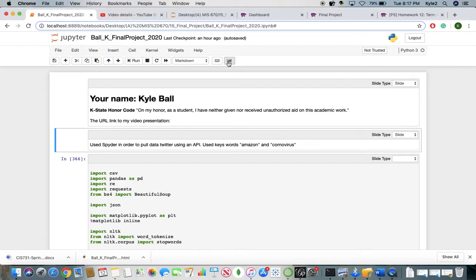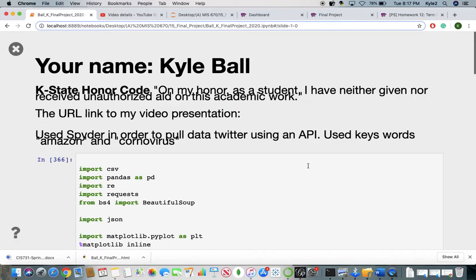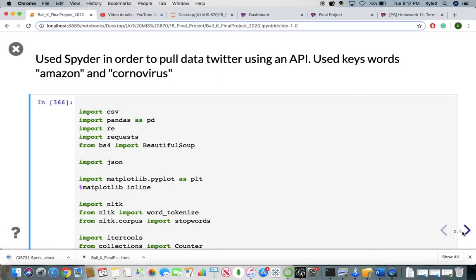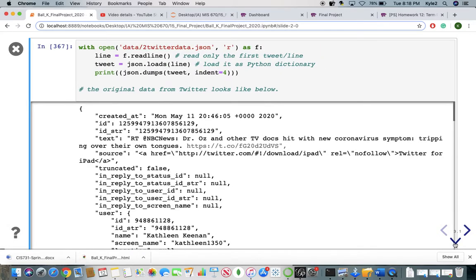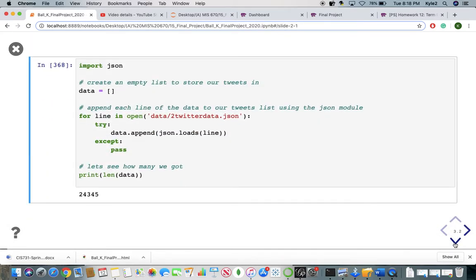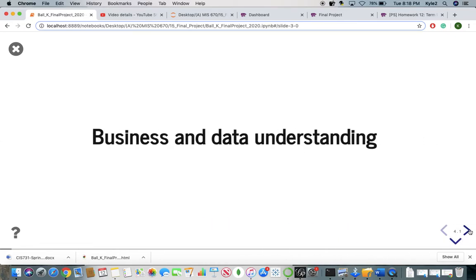All right, I made a previous video that was 37 minutes long. So for your sake, I'm going to make another one, but I'm going to have to go quick because of all the slides that I got. So first, using Spyder, I use a Twitter API to get Amazon and coronavirus. This is the process I use to pull the data, 24,000 pieces of data, and be able to test it right there.